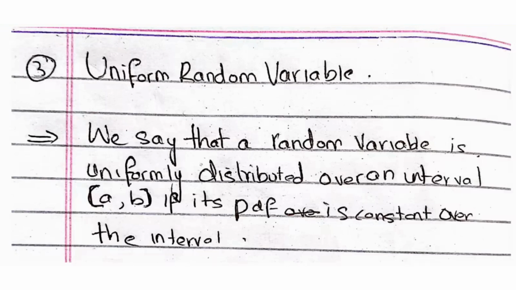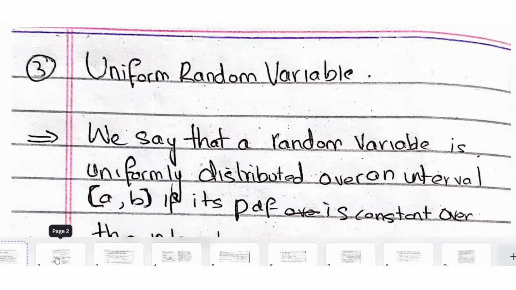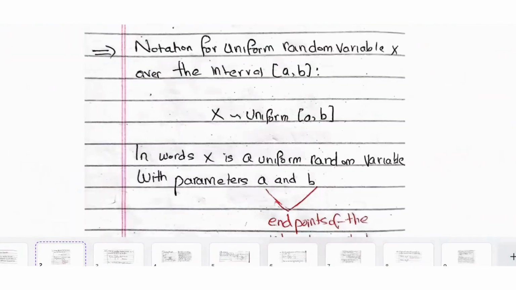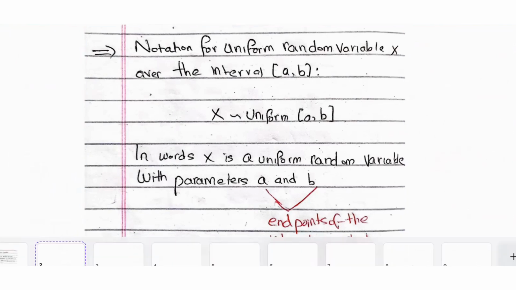We say that a random variable is uniformly distributed over an interval [a, b] if its PDF is constant over that interval. So now this is the notation for a uniform random variable X over the interval [a, b]. X is said to be a uniform random variable with two parameters a and b, which are the endpoints of the interval over which the uniform random variable is defined.